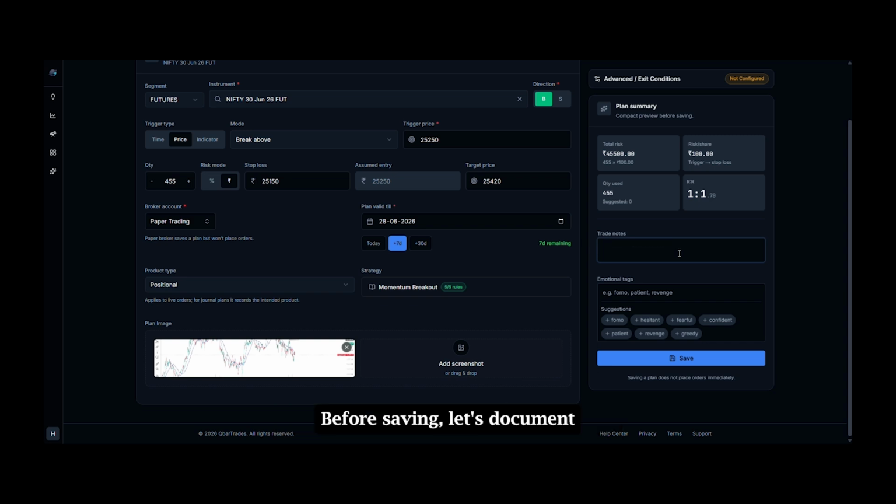Trade notes. Before saving, let's document why we're taking this trade. For example, Nifty breakout above 25,250 following consolidation with increasing momentum and bullish market structure. These notes preserve our thinking at the time of planning and become invaluable when reviewing trades later.